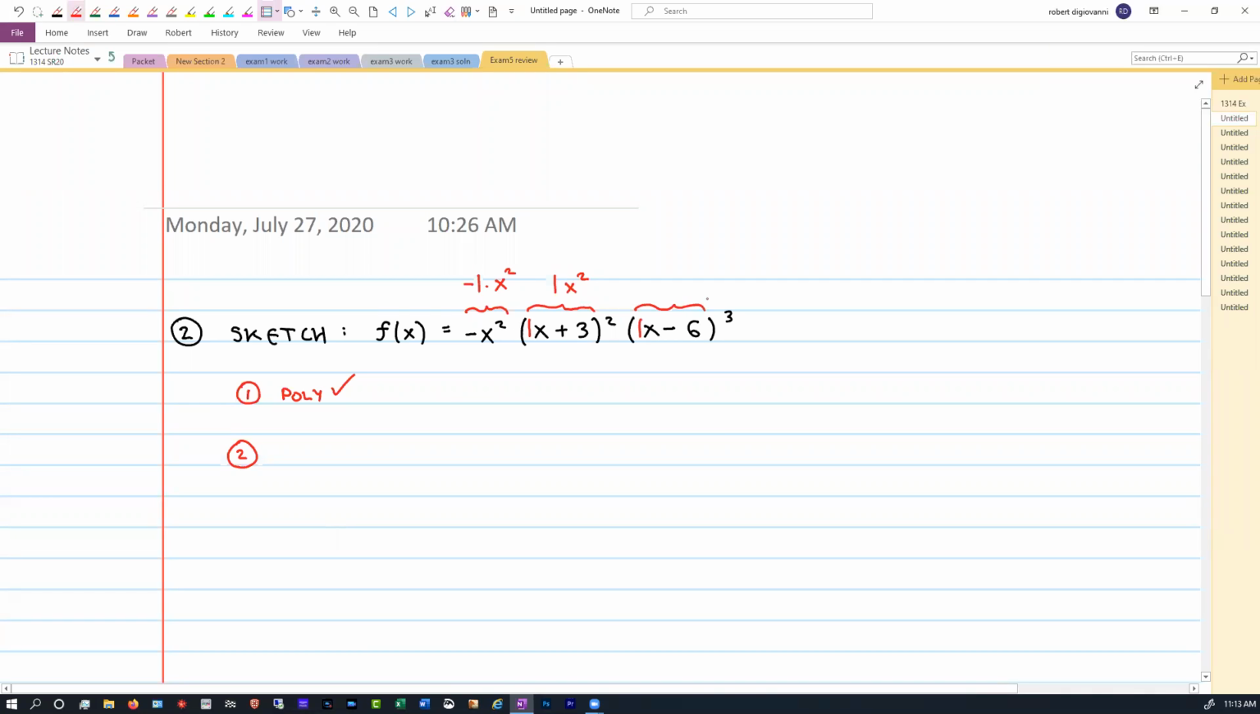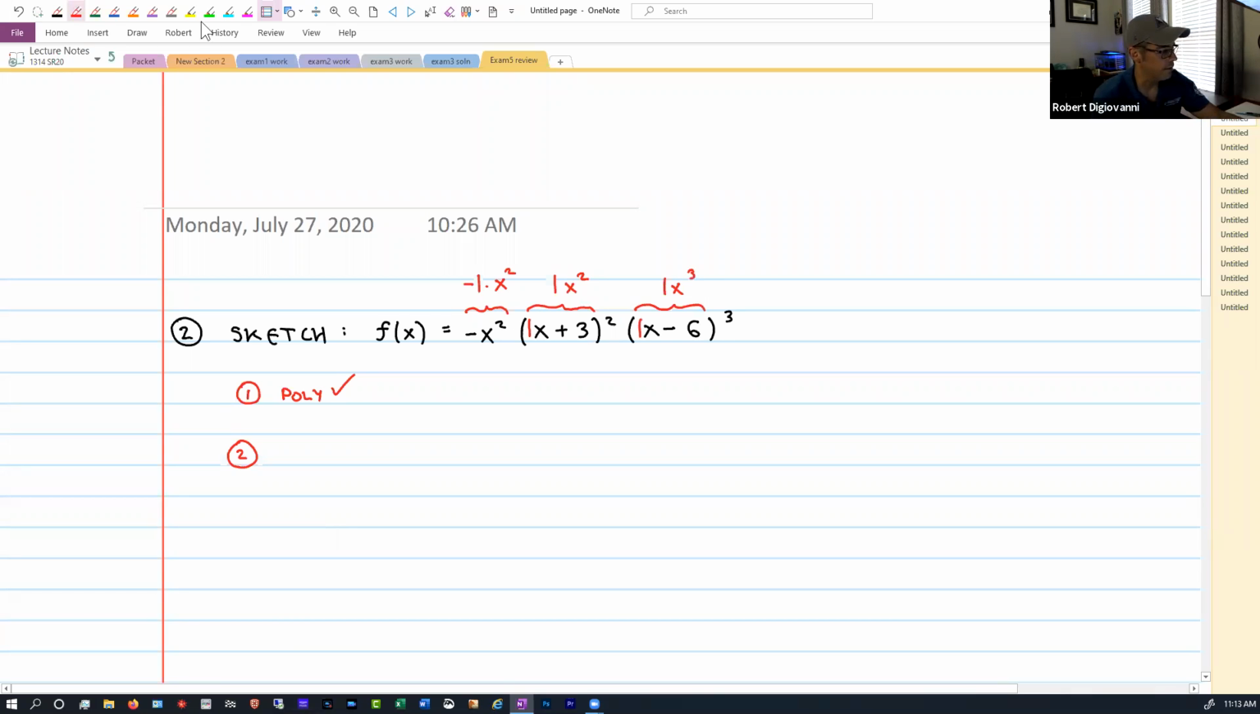1x cubed. Okay, so one thing to be a little bit careful with here. See this -1 in the front? It is not getting squared. Because if -1 was being squared, -1 times -1 would be +1. That's not what we have going on here. It is separated. There's a separation between that -1 and the x squared.